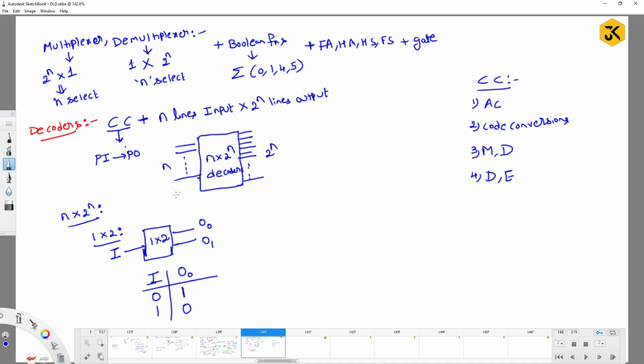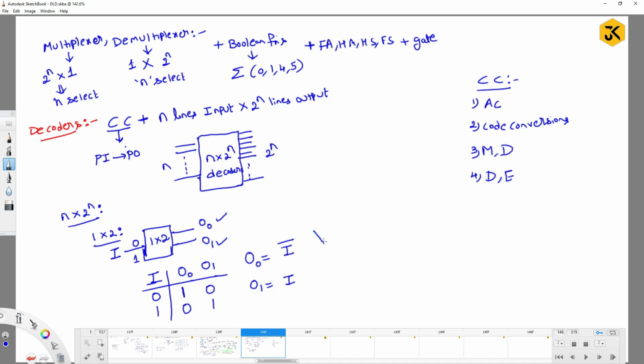I hope you understood, right? If I pass 0 as input, the output is generated at O0. If I pass 1 as input, the output is generated at O1. For the O1 output, if I is 0, my output is 0, and if I is 1, my output is 1. How can we represent this as the O0 equation? O0 equals I bar. Similarly, if I take O1, does it look like I? So basically how do you write it?